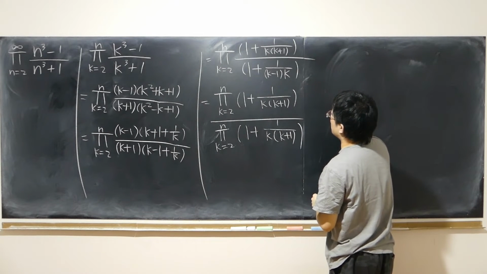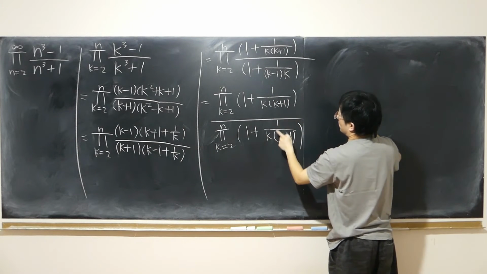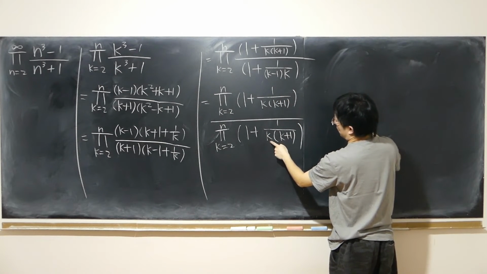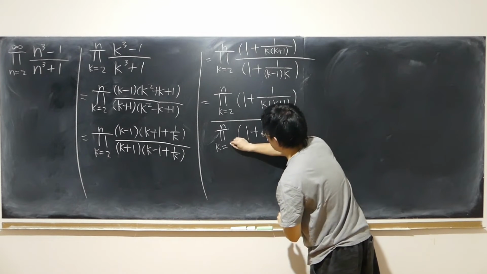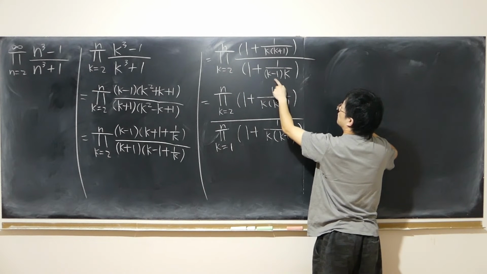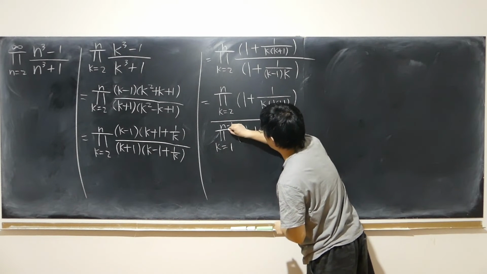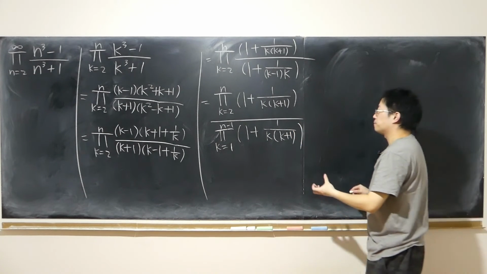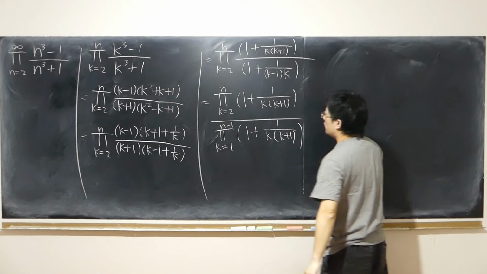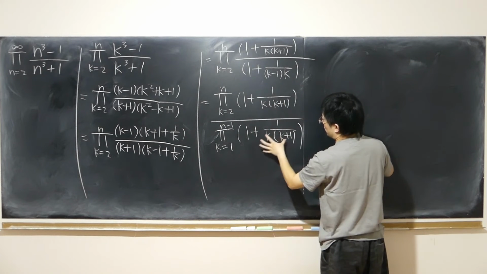Previously we started from 2, so k minus 1 started from 1. So k is supposed to start from 1 this time. And originally we ended with n, so k minus 1 is just n minus 1 for the last term. So k ends with n minus 1. Basically it's exactly the same thing. So now inside the partial product, we have exactly the same representation.